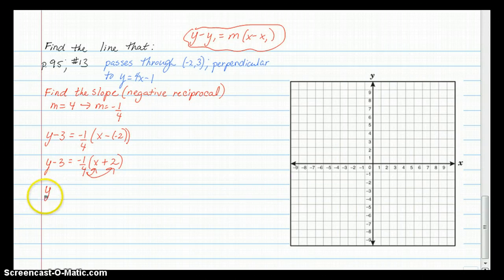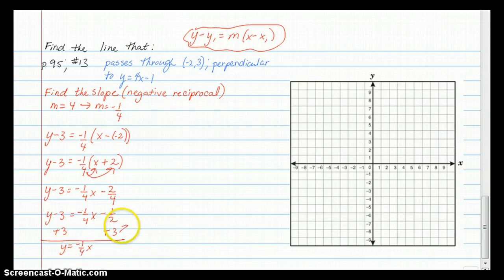So we have y minus 3 equals -1/4 x. And then -1/4 times 2 is going to be -2/4. That will simplify. We'll do that in just a second. So y minus 3 equals -1/4 x minus 1/2. Now we're going to add 3 to both sides. And so we end up with y equaling -1/4 x.